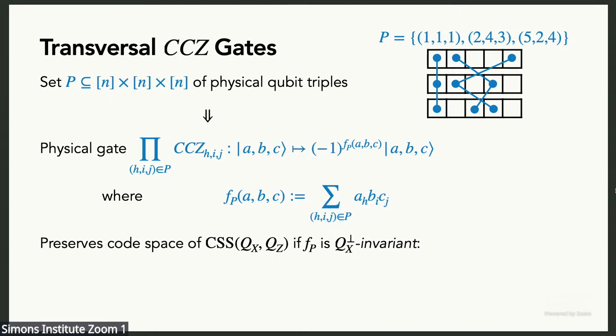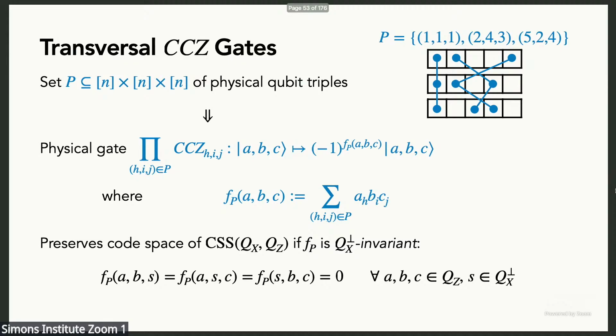So we want circuits of this form, of physical CCZ gates that preserve the code space, which will correspond to transversal CCZ gates. And the physical action of CCZ on these triples P will preserve the code space if this trilinear form FP is QX perp invariant. And by that I just mean that the value of FP is invariant on cosets of QX perp. Or, FP of any 3 inputs where all of them lie inside QZ and at least one of them lies inside QX perp equals 0. So this is what we call QX perp invariance.